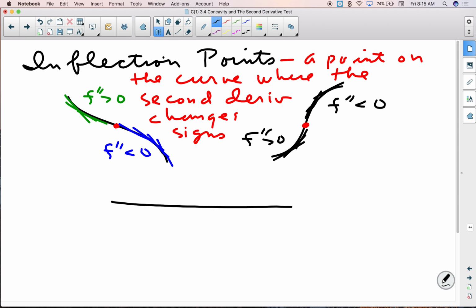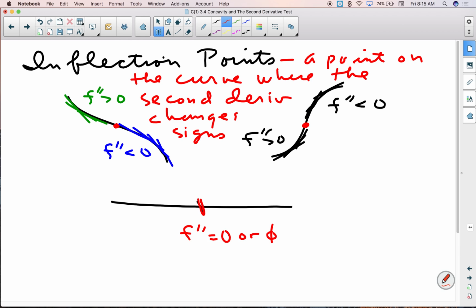By the way, we don't have a name for where f double prime is 0, or for that matter, undefined. So an inflection point can only occur where f double prime is 0 or undefined. But what we're looking for is a change in sign in the second derivative. We called these c values critical values when we were looking for extrema. At least in Larson, they don't have a name.